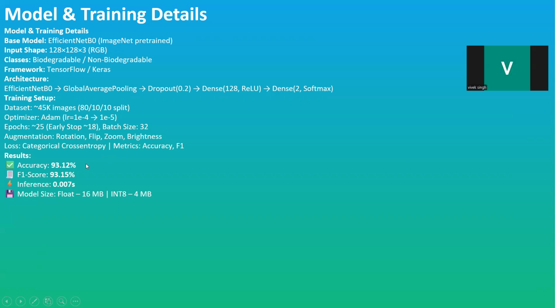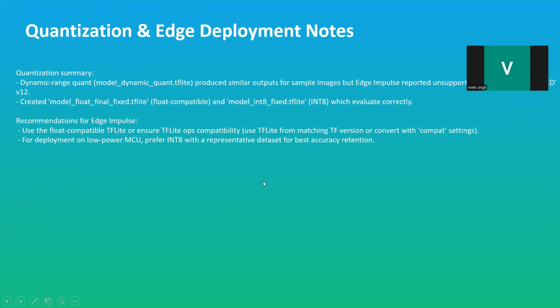So the results of this model: accuracy achieved is 93.12%. F1 score is 93.15, and inference time is 0.07 seconds. Model size is 16 MB for float, and for Int8 it's 4 MB.